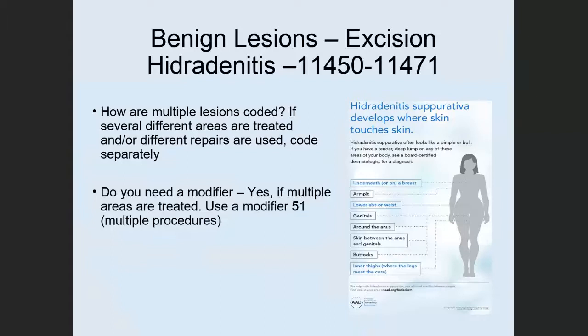So how are multiple lesions coded? If several areas are treated and or different repairs are used, code separately. So you have one for the area, but if there are different areas, like one in the armpit, one in the groin, then you're going to code them separately. Do you need a modifier? If you have separate areas coded, yes, you'll need a modifier 51, multiple procedures.